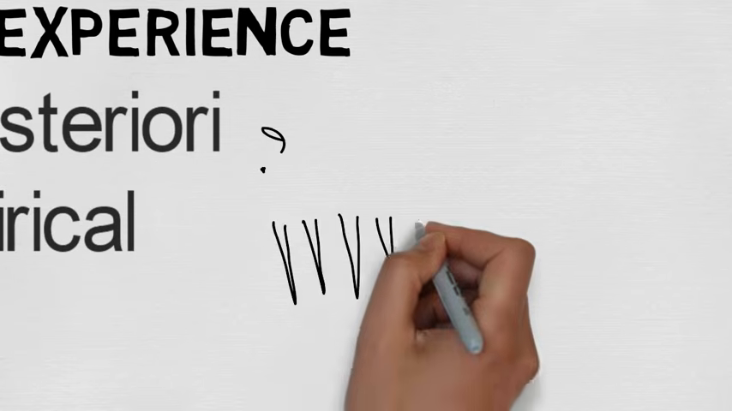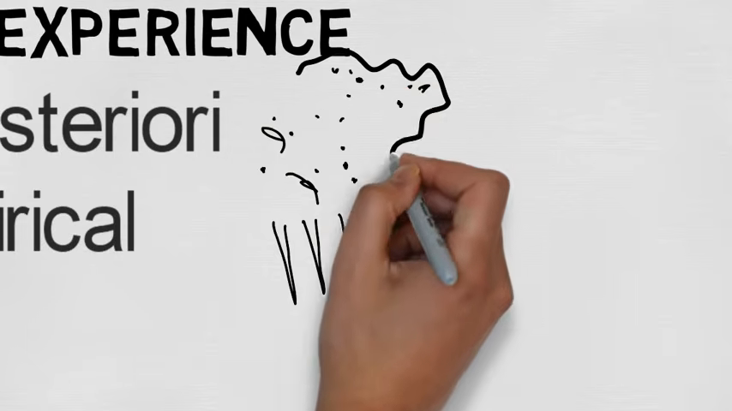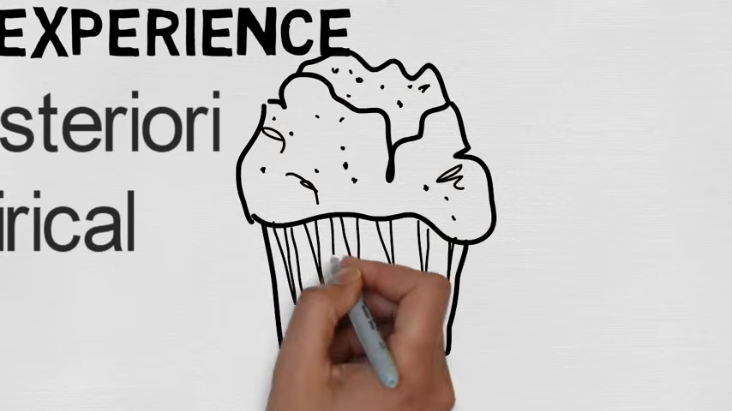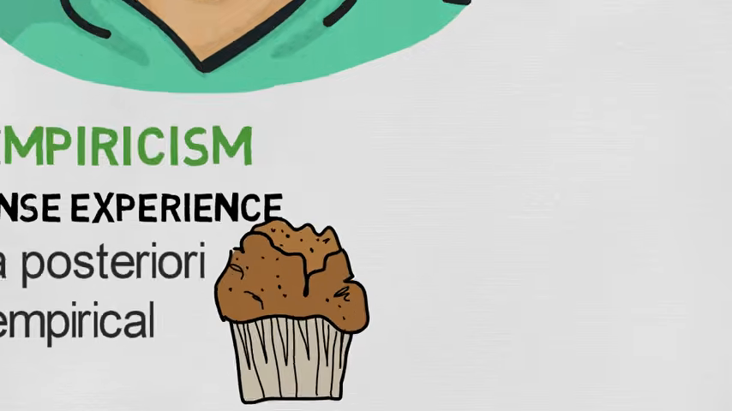So how might an empiricist test the truth of the claim, there is a chocolate muffin in the cupboard? They would use their senses. So they might go and have a look in the cupboard and see if there really is a chocolate muffin in the cupboard. And if there is, they would know that the claim is correct.